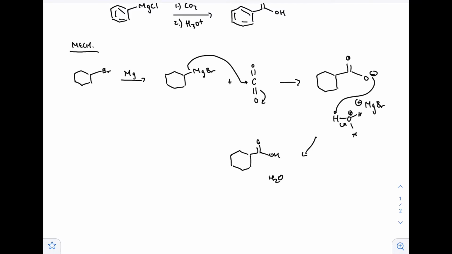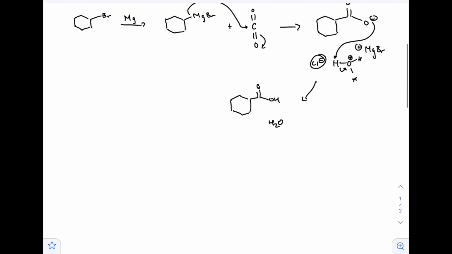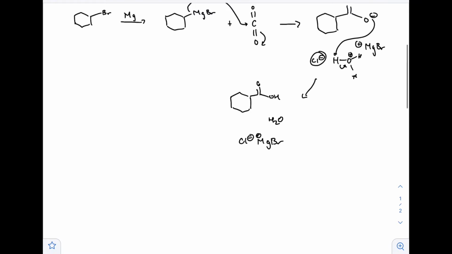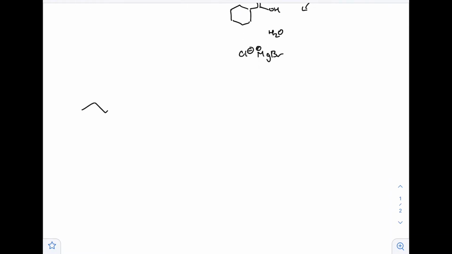All right, so we got our carboxylic acid. In this case, this is cyclohexane, not the benzene, right? But the same thing, it works pretty much with any kind of Grignard or organolithium reagent that you can make, you're good to go.